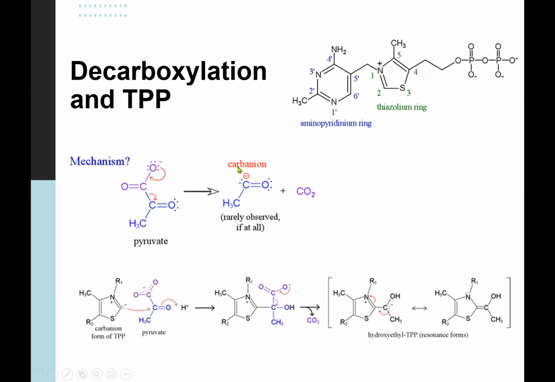We did, I think in the last lecture or the lecture before, I did refer to TPP as addressing the problem of the carbanion. Because if we're going to decarboxylate pyruvate, you can imagine that we might have a very unstable intermediate based on the chemistry here. But the truth is this carbanion is almost never observed.